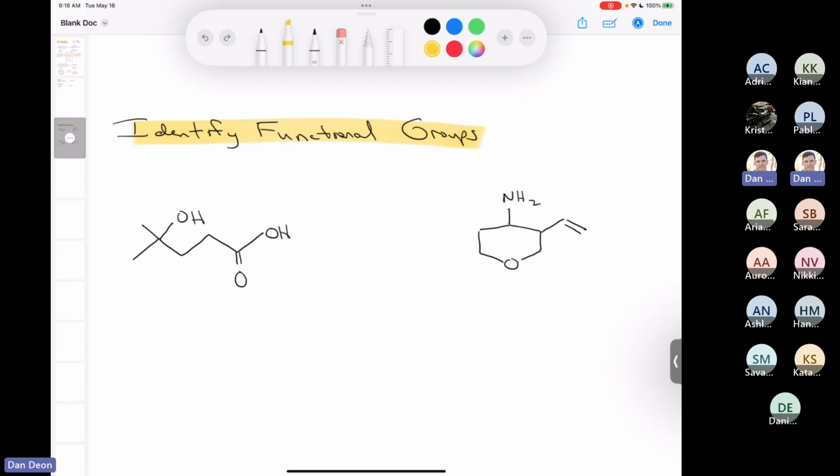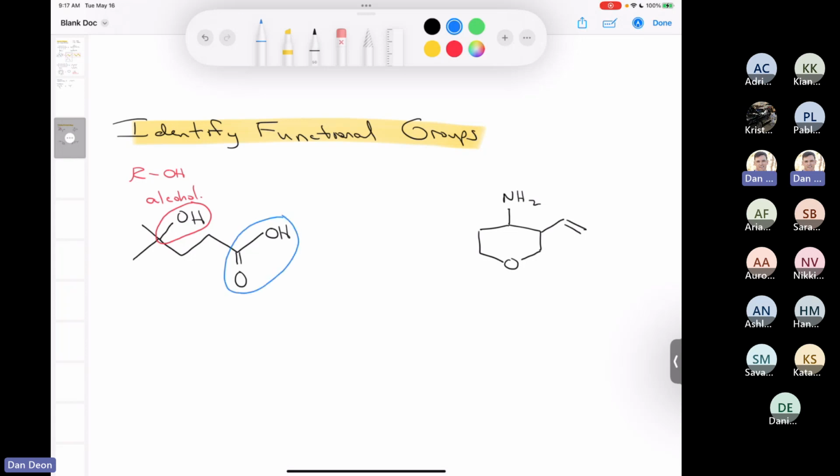Absolutely. Well, thanks a lot, Ariana. Yeah, we get that one pretty quick. Okay, alcohol and a carboxylic acid. I would agree with you on that. Yes, so we have an alcohol here, right? I'm going to circle this carbon here, because an alcohol has an R group attached to an OH, right? So this is an alcohol. And the other functional group that we have here is the carboxylic acid.